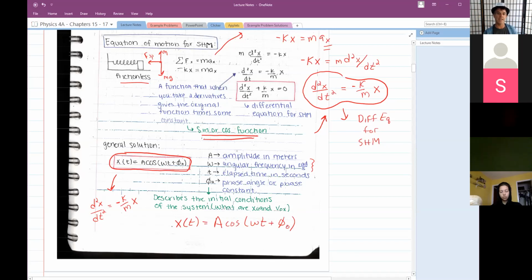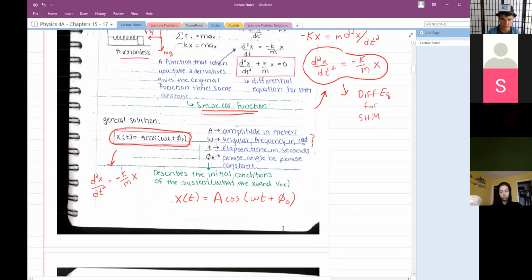So A, like I said, is the amplitude. It's just my maximum displacement from the equilibrium position, and that's in meters. Omega is called the angular frequency. It's in radians per second, and it's related to the angular speed that an object moving in uniform circular motion would have. t is just the elapsed time, and then I'm going to talk about the phase angle, but this is important.